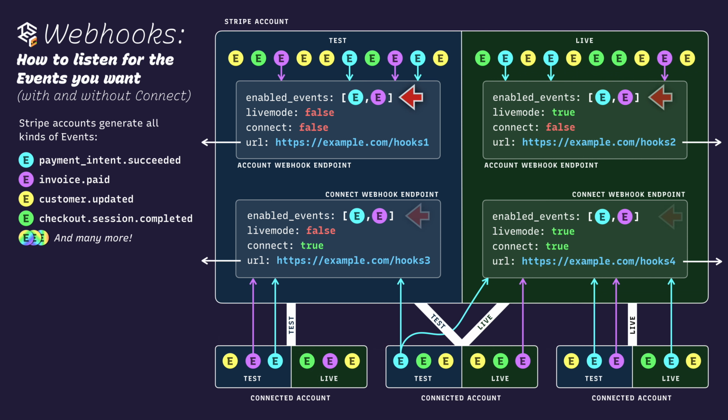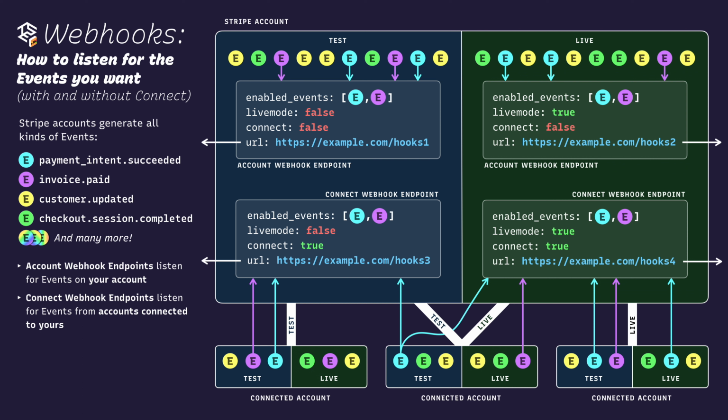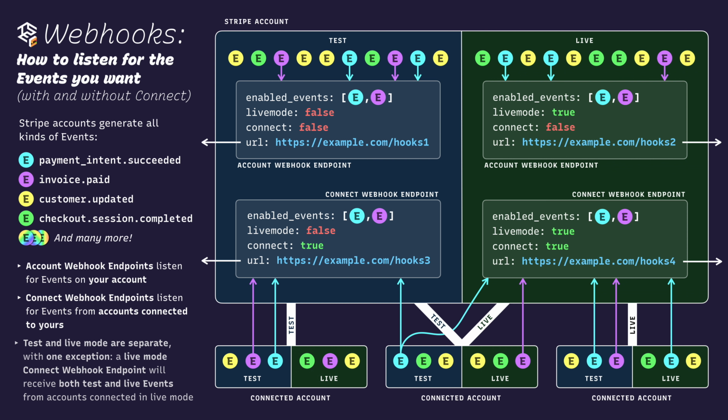Also note that all of the webhook endpoints shown here are configured to listen for the same two event types, but each webhook endpoint is receiving events from different places as a result of their configuration and test versus live mode status. To recap, account webhook endpoints listen for events from your own account. Connect webhook endpoints listen for events from all of the accounts connected to yours, and test and live mode are separate with one exception. A live mode Connect webhook endpoint will receive both test and live events from accounts connected in live mode. Understanding the differences between the webhook endpoints shown here is critical when building an integration that depends on webhooks, especially one that involves Connect.